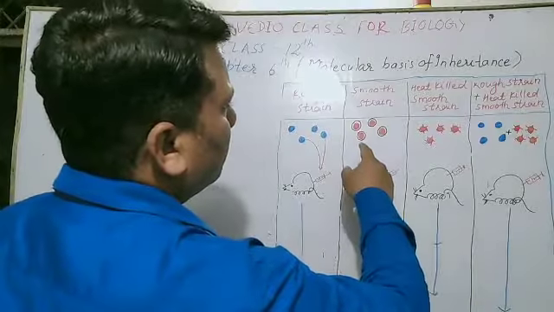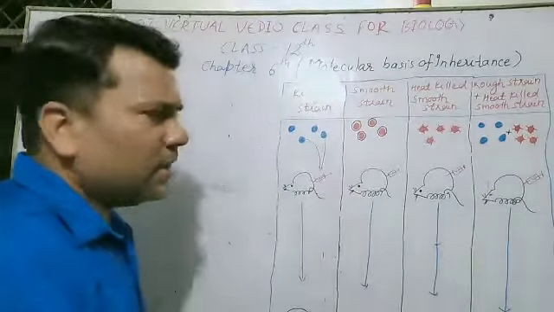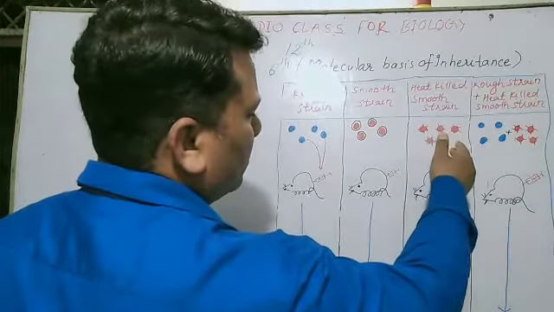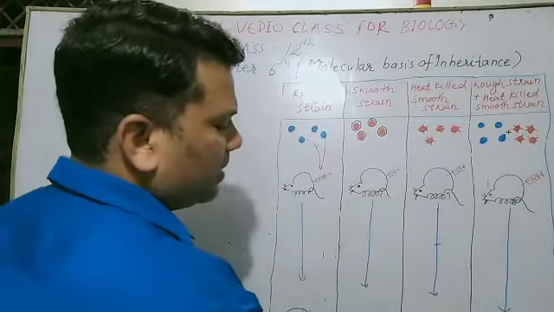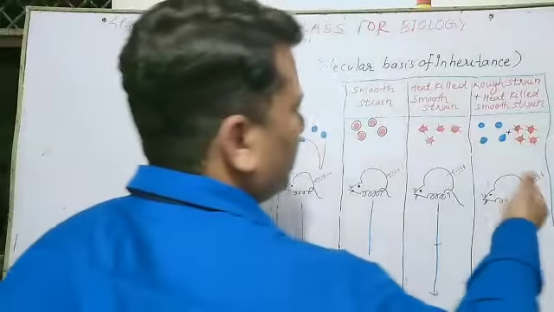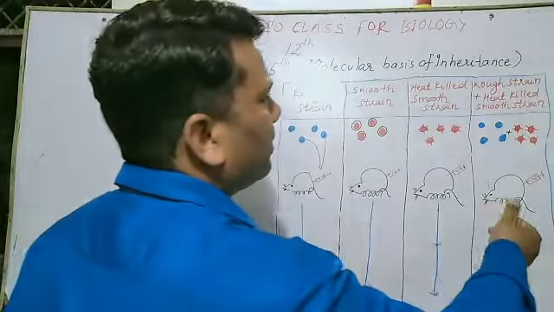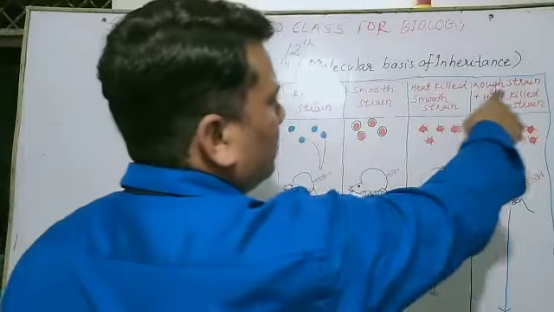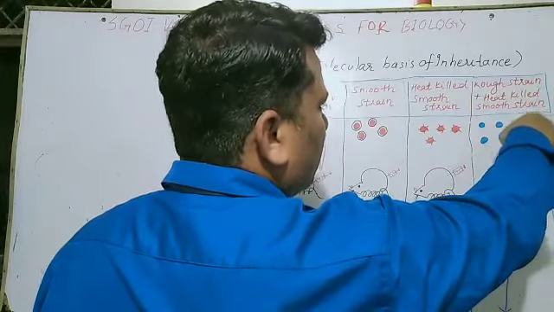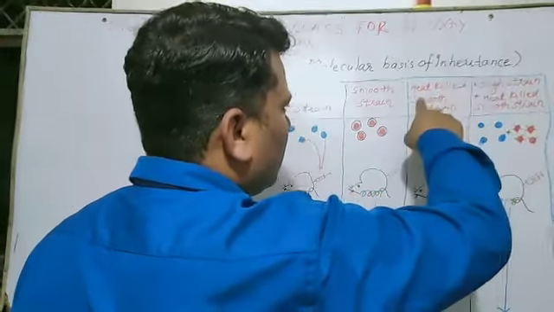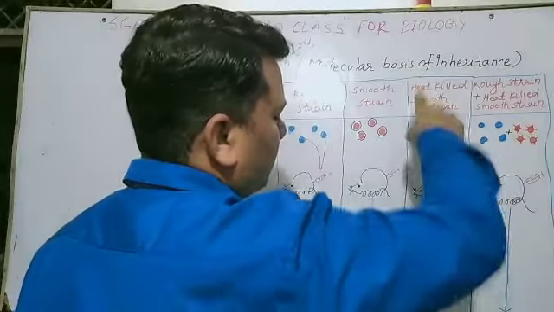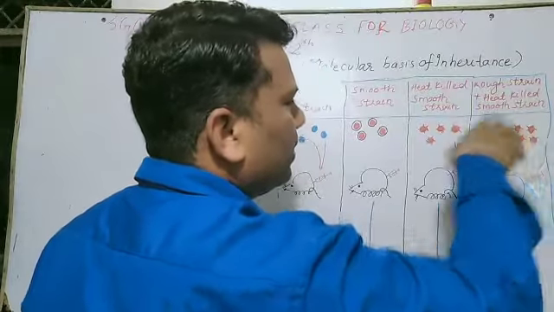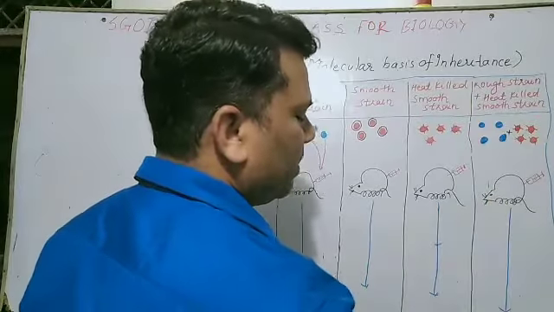Then after that, what happened? When Griffith heat killed the smooth strain and injected this heat killed smooth strain into the mice, the mice lives. And in the fourth experiment, what did he do? He took rough strain, which is non-virulent, and heat killed smooth strain, which is non-virulent in nature, as you saw in the third experiment. When he took a mixture of rough strain and heat killed smooth strain and injected it into the mice, the mice will die.